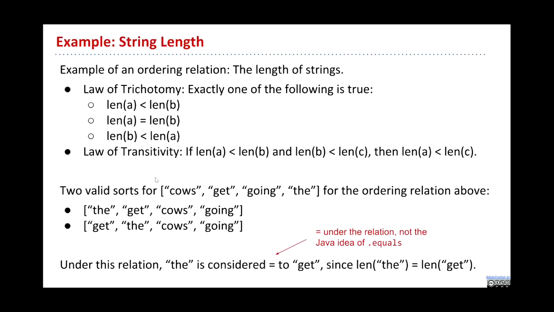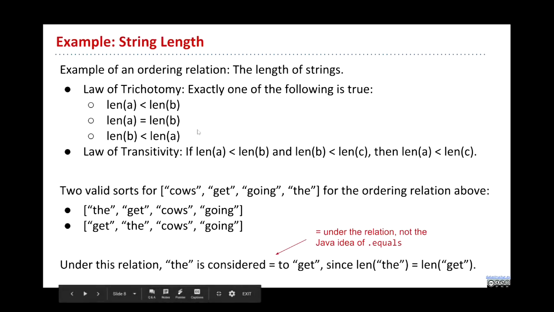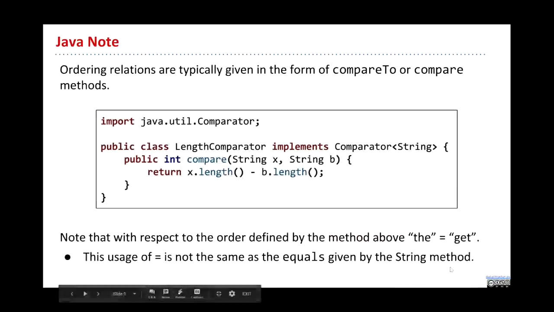Now, quick note: when Knuth says equals here, that's not the same thing as Java's .equals. This is equals in terms of this relation. So V is considered equal to get under this relation because the length is the same. Typically in Java, when we define an order, we're going to use a comparator or a comparable, that is a compare method or a compareTo method. Here is an example of how you would define one of these orders. This compare method compares the lengths of the strings x and y. And again, when Knuth says equals, he's not talking about .equals.